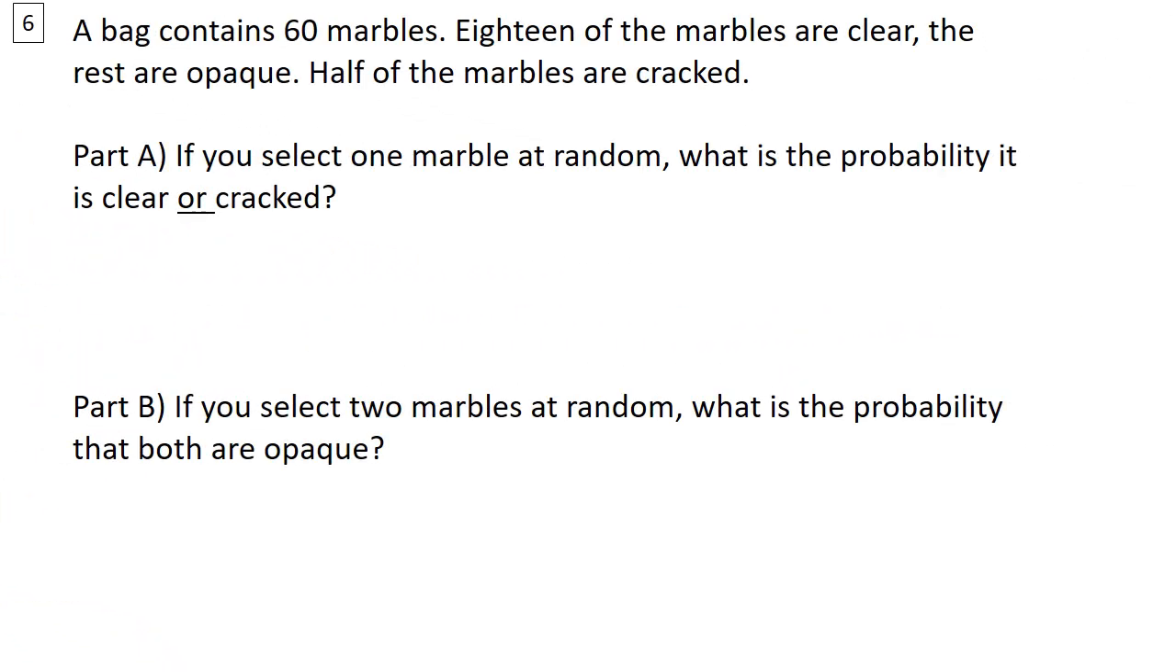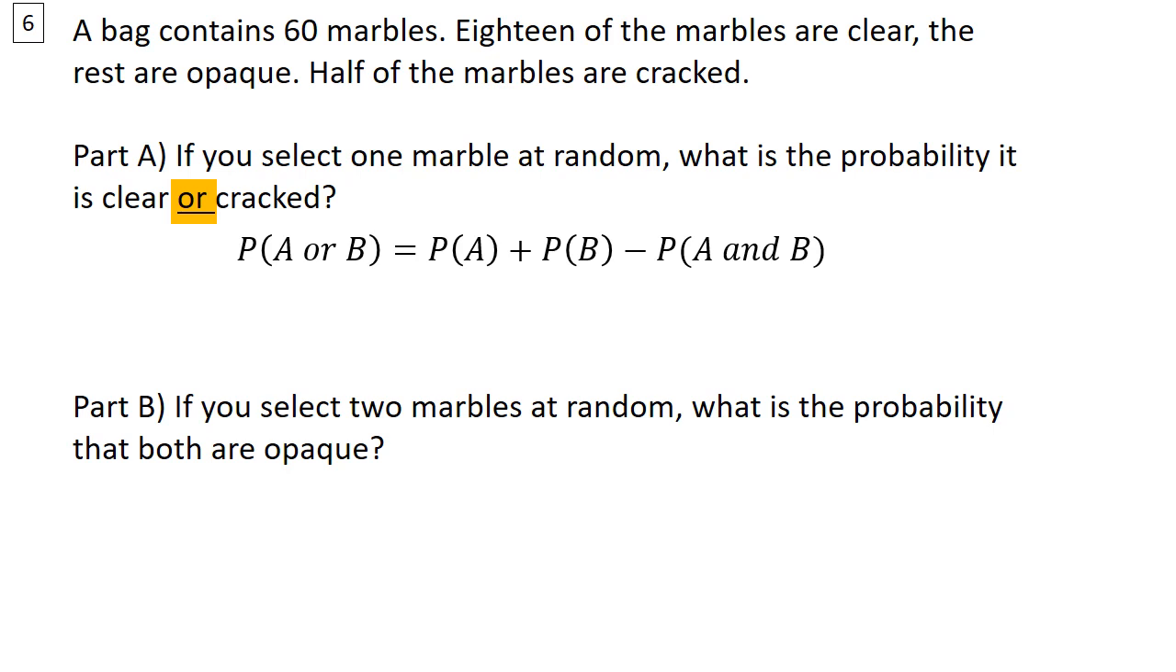Another probability problem. This one, there's probably a few different ways to tackle this marble problem. I'm going to do it the way that we've worked with the most often in class, and that's using our formulas, specifically our OR formula, which is probability of A or B is probability of A plus probability of B minus the probability of A and B both happening. So let's figure that out.